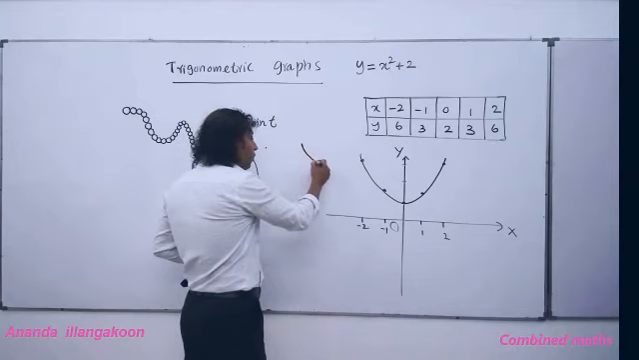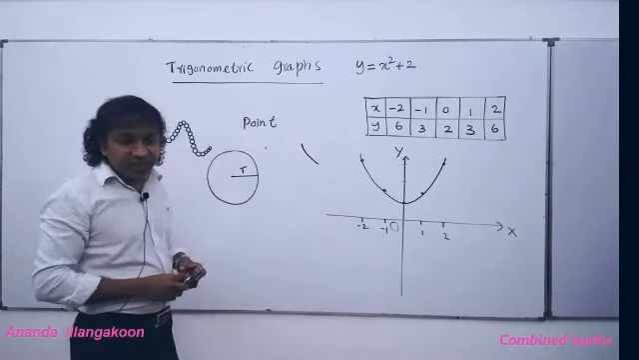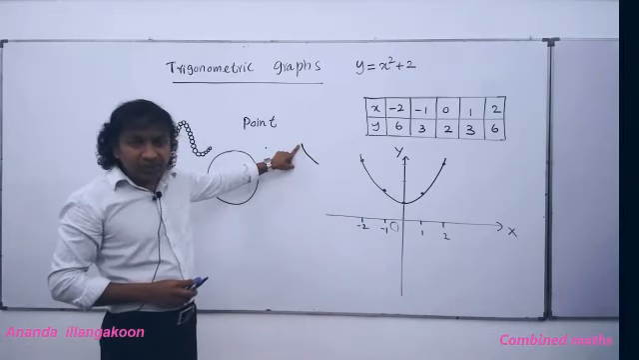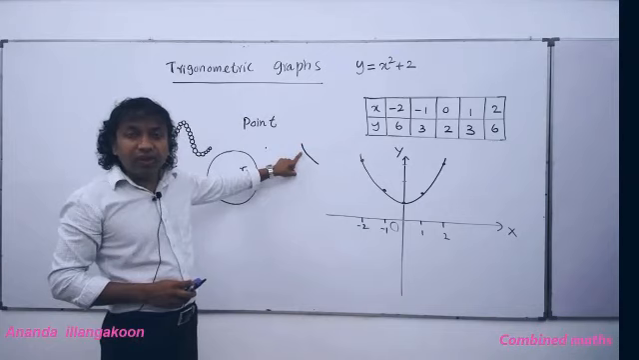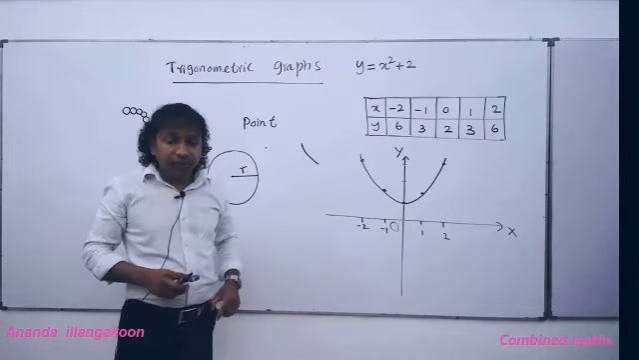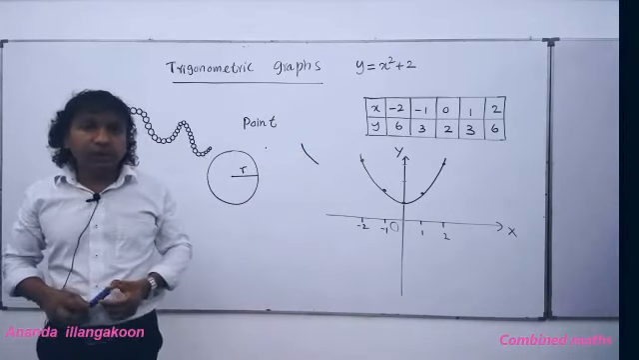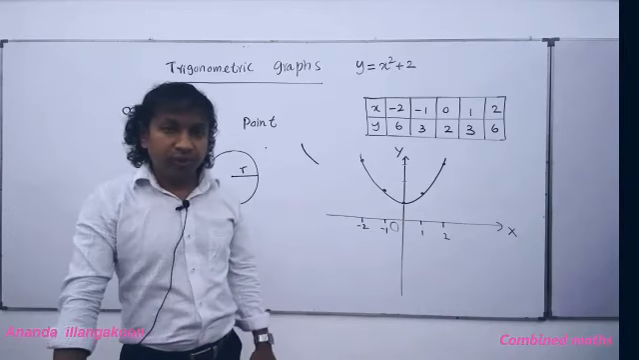Every two adjacent points in contact. See here, I put some dots. Dots means points. Right? Like that, by infinitely many points only, a curve is formed.